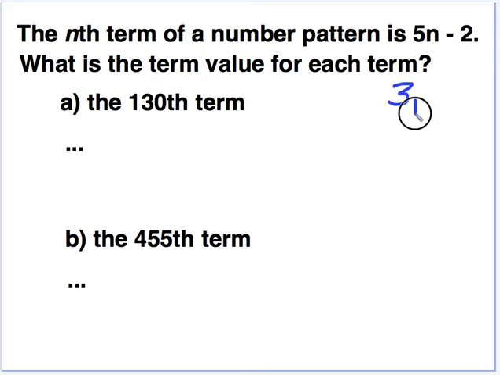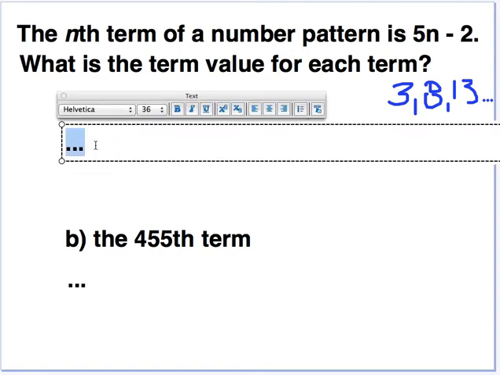The second term, you just take 2. 2 times 5 is 10, minus 2 is 8. The third term is 5 times 3, 15 minus 2 is 13. So it goes on and on and on. But remember, what if the teacher says something ridiculous like, hey, I want you to tell me what the 130th term is within that number pattern.